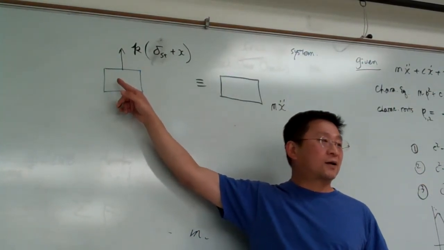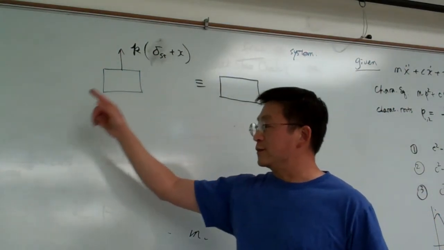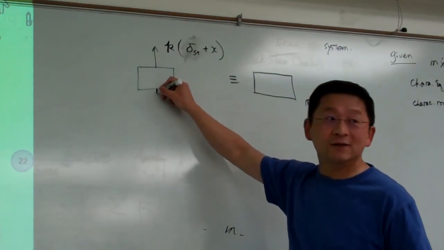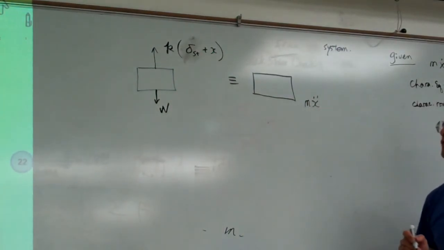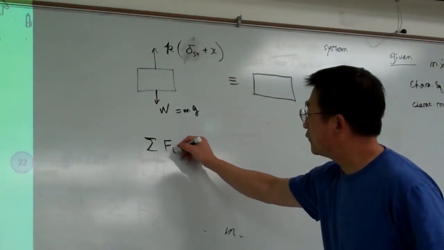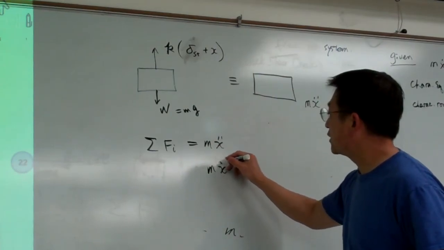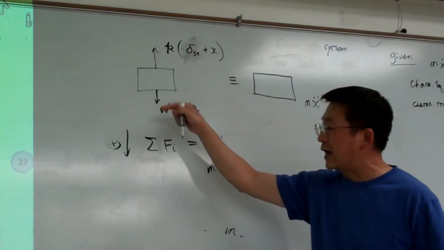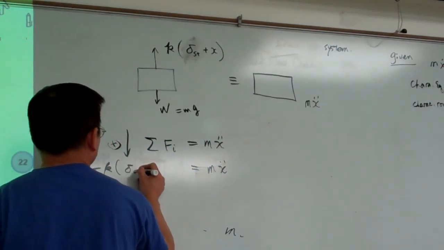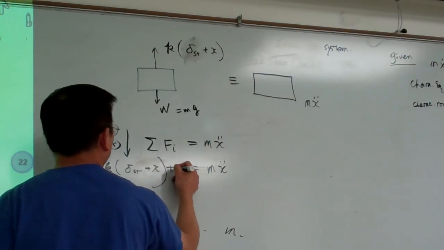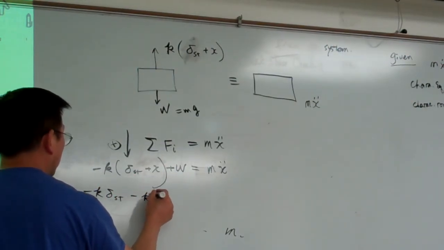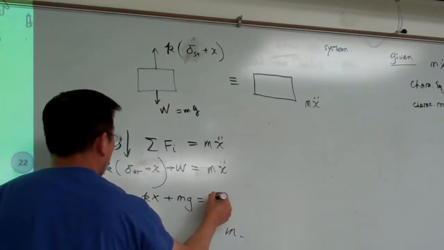Back to here, I forgot one important term. For this block, in addition to the spring, due to gravity we also have weight, W. The W equals how much? Equal to mg. Using Newton's law, all the forces must be equal to m x double dot. For our calculation, we assume downward is our positive sign. So you can see that it is minus k (delta ST plus x) plus W. With a little rearrangement, minus k delta ST minus kx plus mg equals m x double dot.